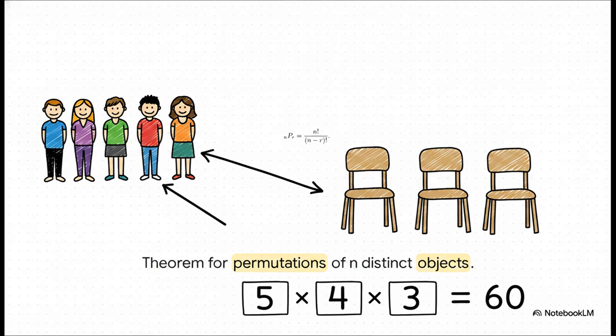Say those same 5 friends, but they show up and there are only 3 available chairs. This is the formal theorem for permutations of n distinct objects taken r at a time. Basically, the formula takes the factorial of your total group, so n factorial, and divides it by the factorial of the group that gets left standing. In the case of 5 friends and 3 chairs, the math simplifies down to 5 times 4 times 3. That leaves us with 60 different possible seating arrangements.